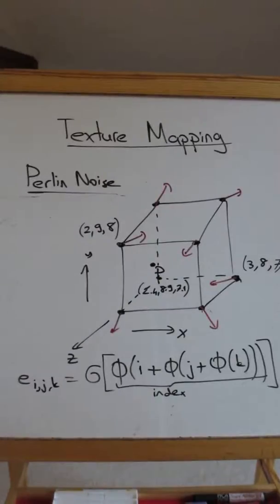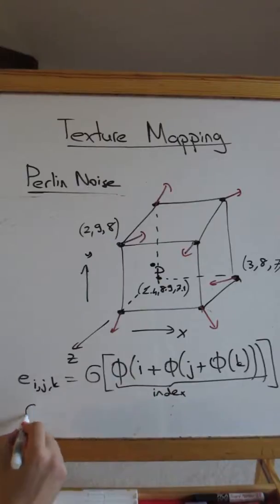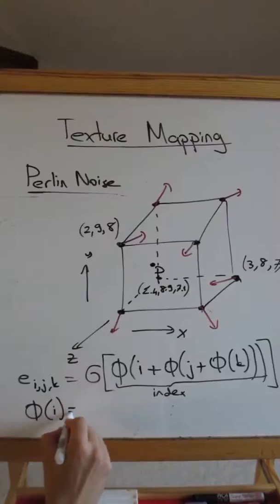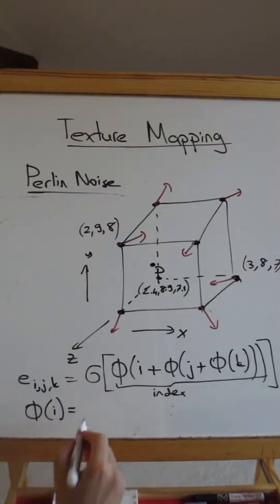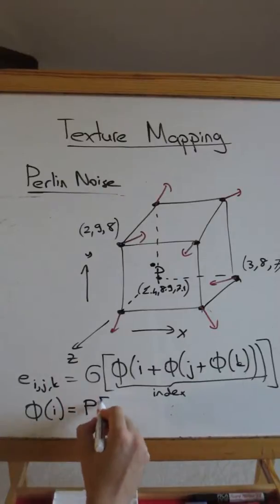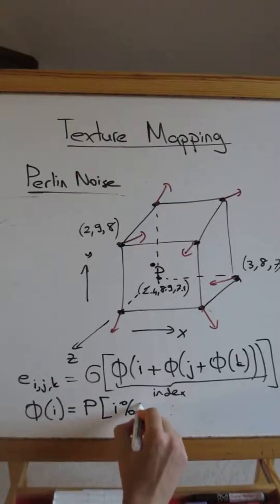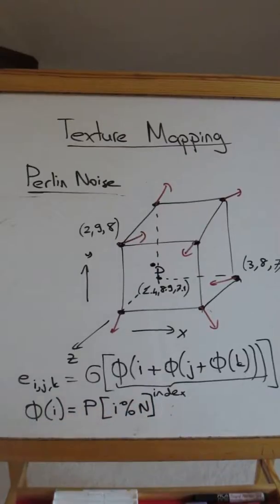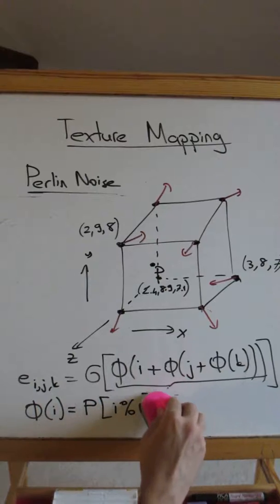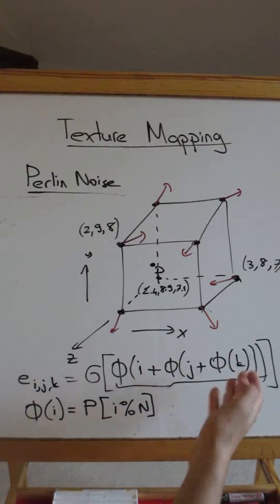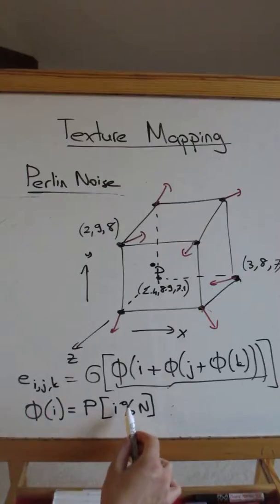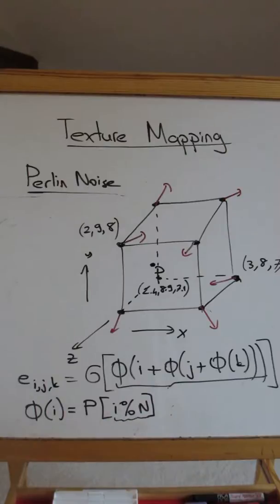Okay, so then let's define the phi function. Phi is a simple function. Phi(I) is equal to P, okay, another name, P(I mod N). So you can see that I, J, K can be any number, okay, they could be large numbers. So we take the modulo N, so we make sure that the result is from 0 to N minus 1, okay?